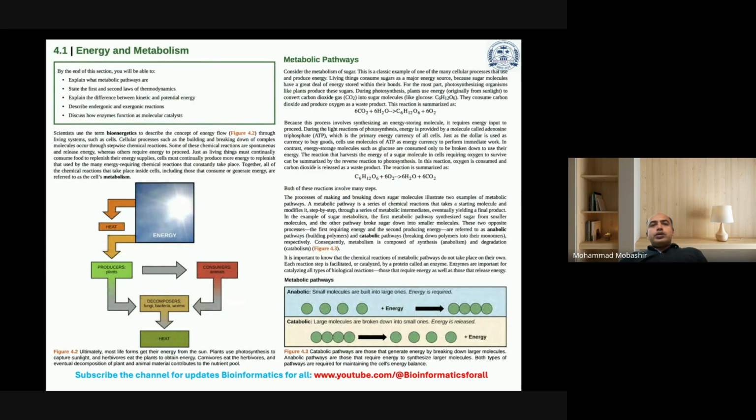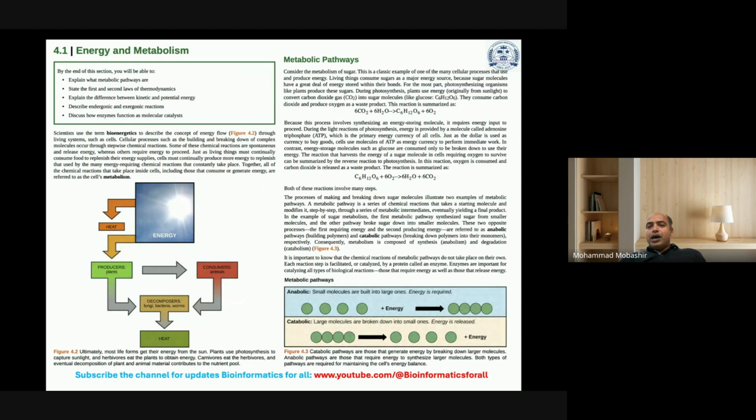Now, if you want to understand what is energy and metabolism, this is quite clear. If you want to obtain energy, you need to go for metabolism of some biomolecules. Here, your cell gets the energy from glucose molecule, and you get the energy in the form of something called ATP. So this is like metabolic pathways or metabolic process. What is metabolic pathways and what is metabolism? These things you need to understand.